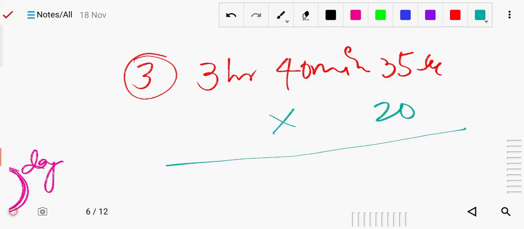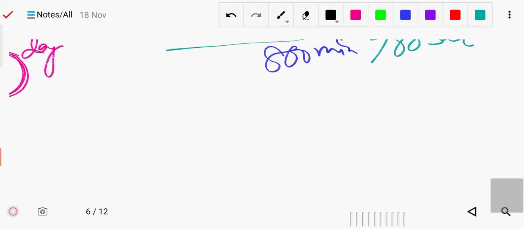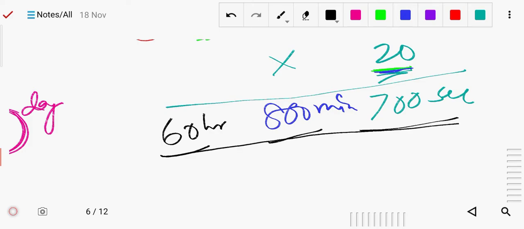First you multiply these two, 35 into 20, so you will get 700, so write 700 seconds. Now this 20 will multiply with 40, so it will be 800, so this is 800 minutes. Now again this 20 will multiply with 3 hours, so it will be 60. So now 60 hours, 800 minutes, 700 seconds. These are not in a proper form, so we will change it.